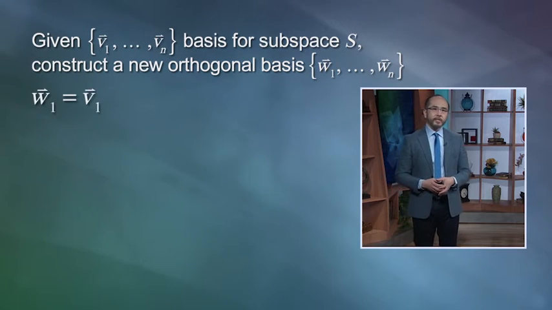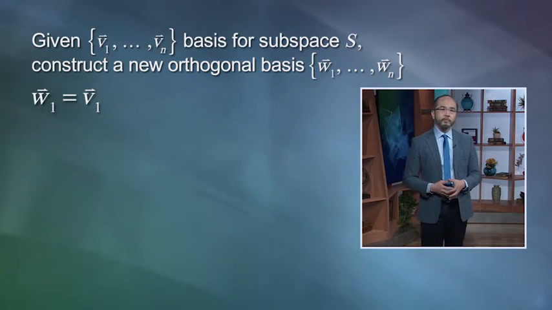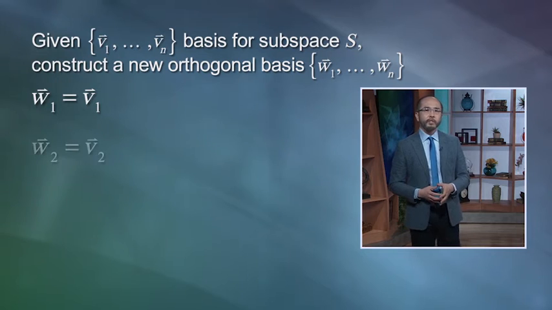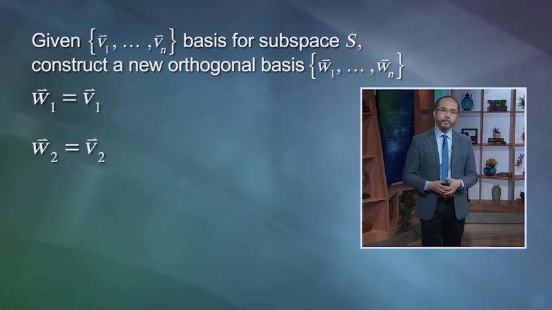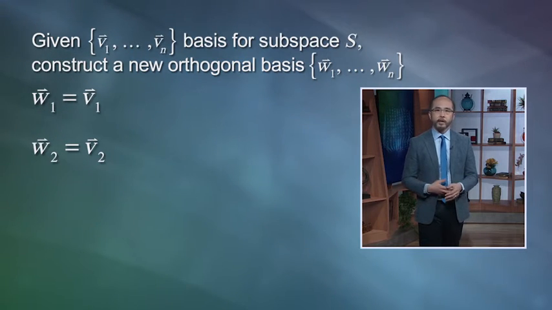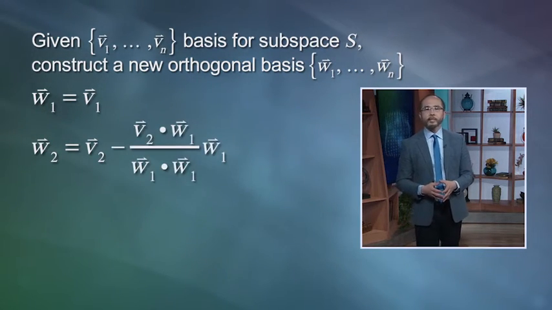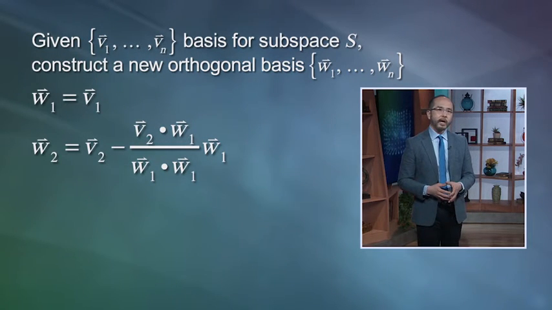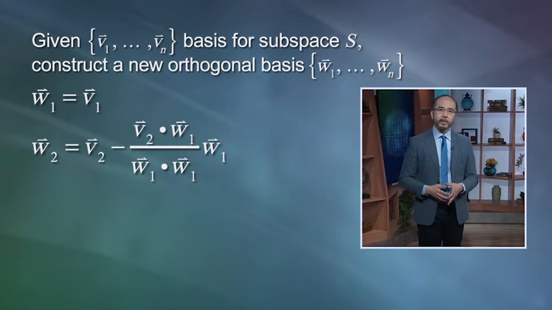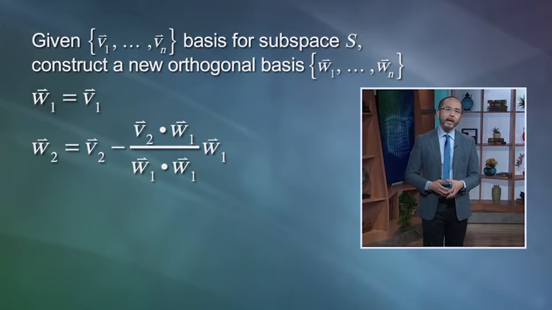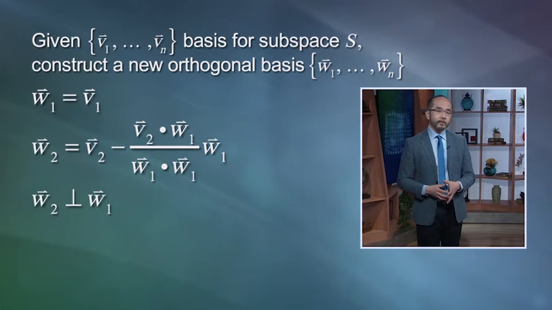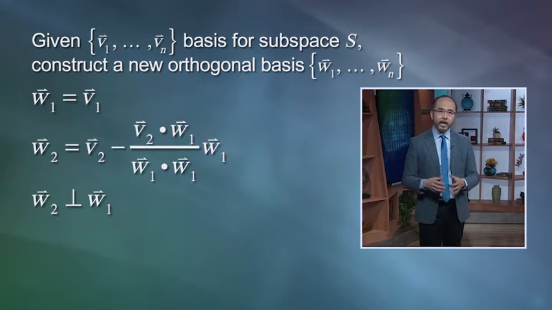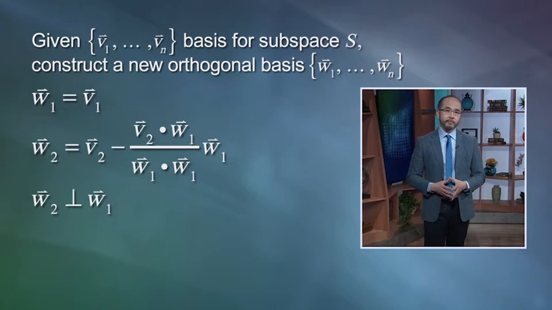The first step is just to take W1 to be V1. Then we take W2 to be V2, except that we'll subtract off the component of V2 in the W1 direction. This means subtracting off the W1 vector times the fraction V2 dot W1 divided by W1 dot W1. So you can check now that W2 is perpendicular to W1. You should stop the video right now and actually check this.